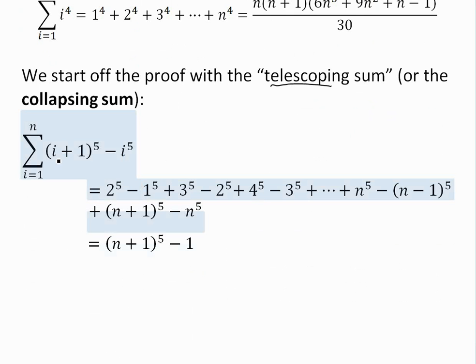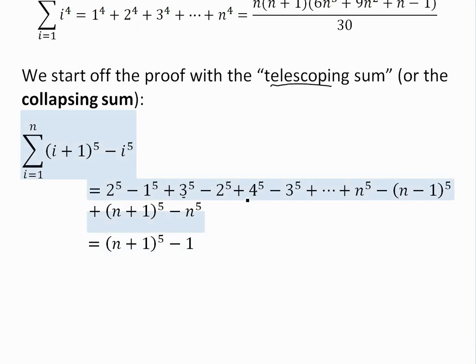So basically, this i plus 1, if i is 1, this is going to be 2 to the power of 5 minus 1 to the power of 5. And then the next one, if i is 2, you'll have 2 plus 1, that's 3 to the power of 5. So that's this one right here. Then minus the i, which is 2, to the power of 5. So as you can see, there's a higher one minus a lower one, higher minus lower. And it's going up from here, 1, 2, 3, etc., all the way to n.